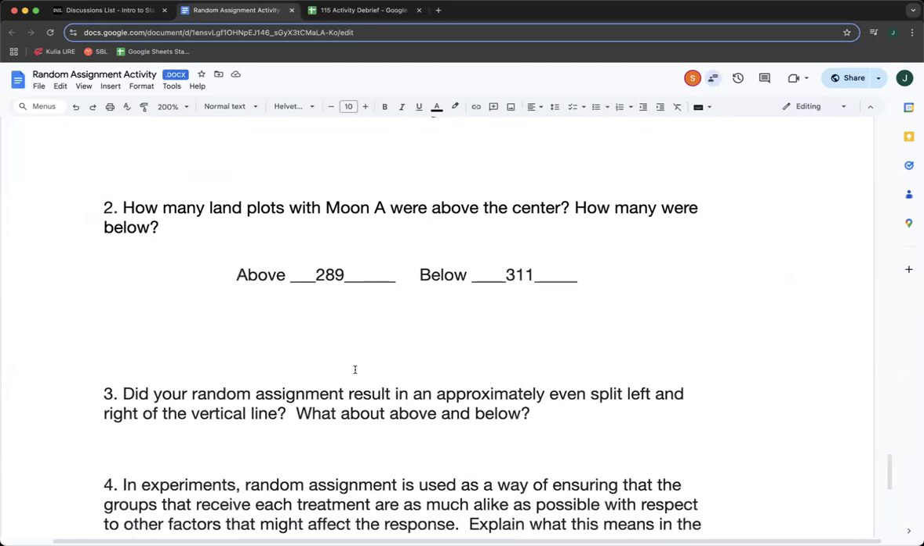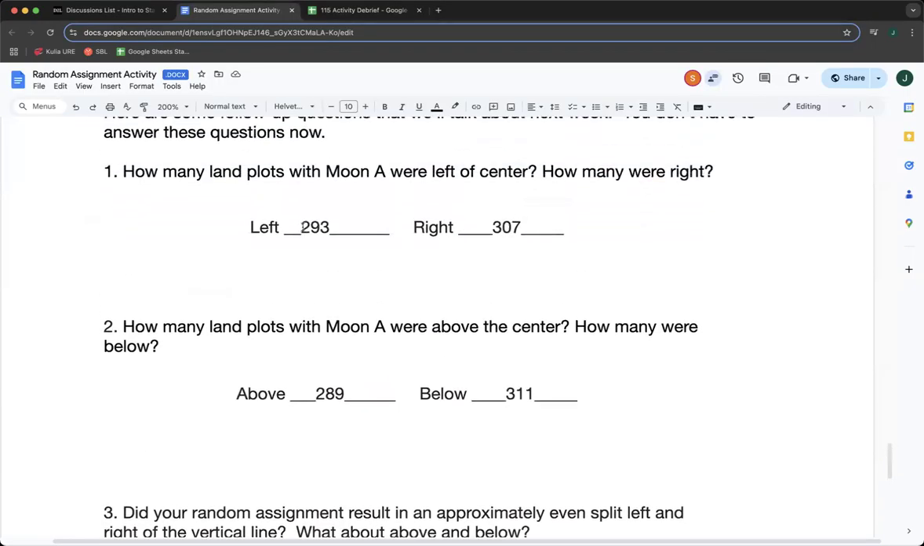And then question number three: did your random assignment result in an approximately even split left and right of the vertical line? And what about above and below? Looking at our numbers, amazingly, 293 to 307, that's really pretty close. Maybe you think it looks kind of far because that's a difference of 7 plus 7, 14. But think about it in terms of how many land plots that is. 293 plus 307 is 600. So out of 600, we have only a difference of 14.